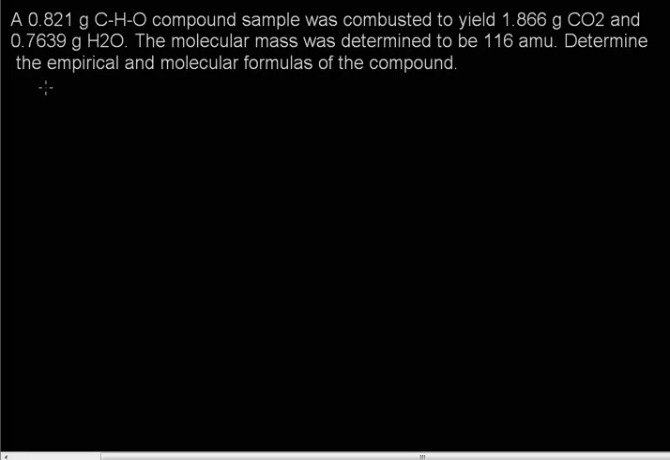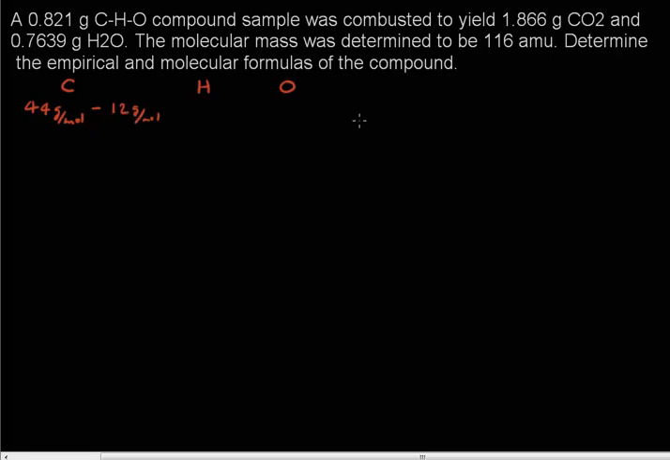So the first step is we need to calculate the mass of carbon, oxygen, and hydrogen, because this compound is made of 3 elements. So we need to determine the mass of carbon, hydrogen, and oxygen from the masses of carbon dioxide and water. So let's start with carbon. 1 mole of carbon dioxide, which is about 44 grams per mole, contains 1 mole of carbon, which is about 12 grams per mole of carbon, right?